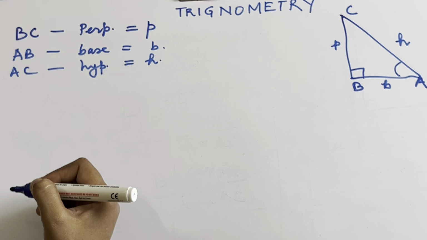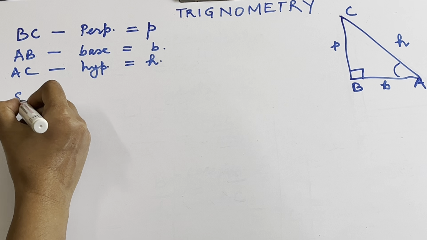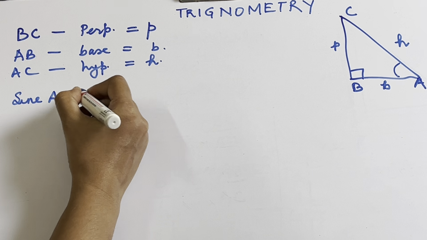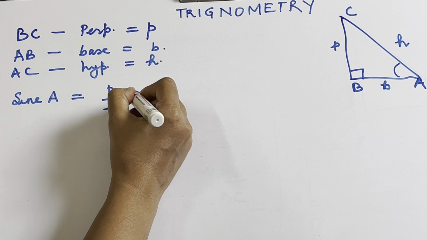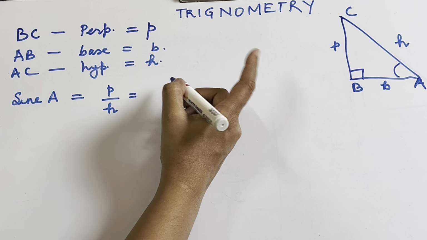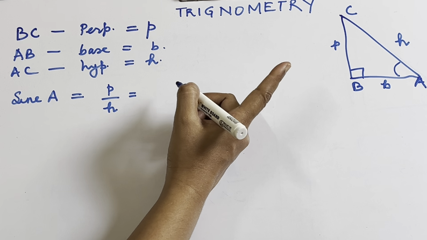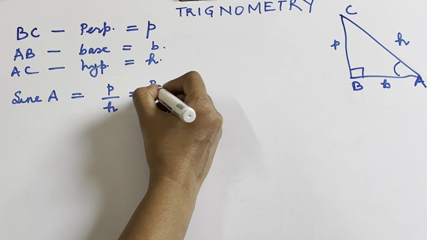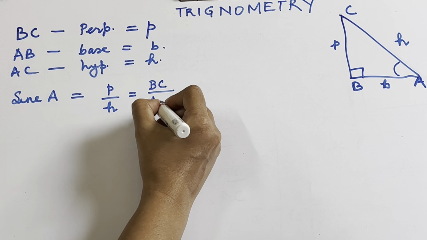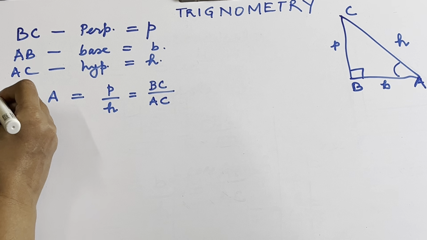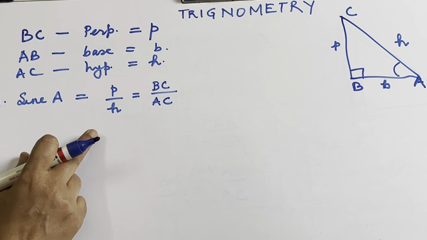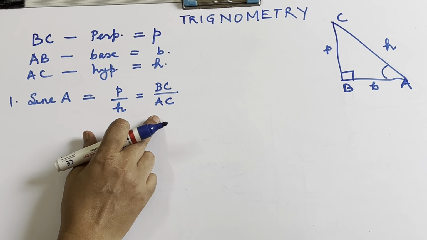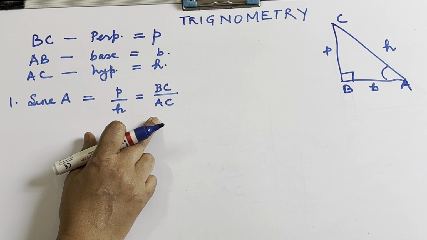Let us start with the first trigonometric ratio, which is sin A. Sin A is given by perpendicular upon hypotenuse. In terms of sides, if you refer to the figure, perpendicular is given by side BC and hypotenuse is AC. So the first trigonometric ratio is sin A, perpendicular upon hypotenuse. In terms of sides, it is BC by AC.